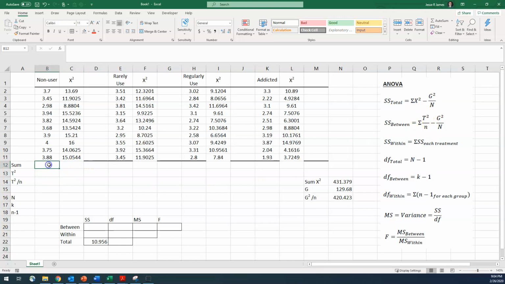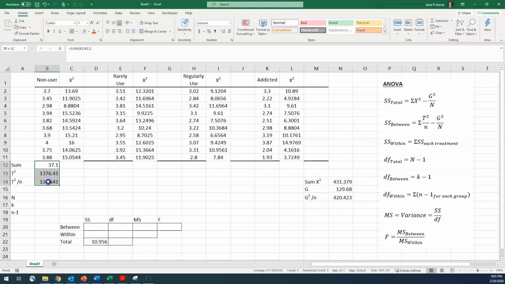The sum of the scores in this group are this, the sum of all those. So the sum of all the scores in the first group is 37.1. This is T. I'm going to leave the word sum there, but just so you know, that's T. I'm going to leave the word sum because I'm also going to want to sum these. But then what we need to do is square that for T squared, so we'll equal that times itself. And then we need to divide it by 10 because there's 10 scores in this group. So we take that and we divide it by 10.